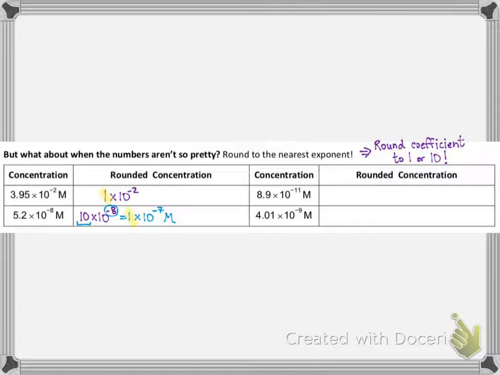Okay, that first one had to round up to 10, so you had 10 times 10 to the negative 11th, which is 1 times 10 to the negative 10th. And the other one rounded down, so that one was more straightforward, 1 times 10 to the negative 9th.